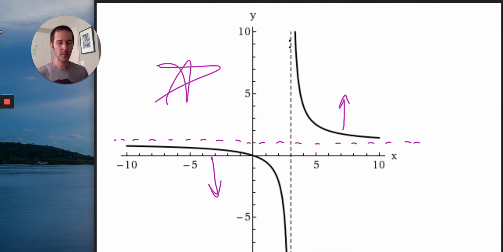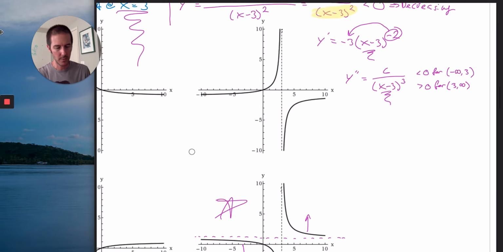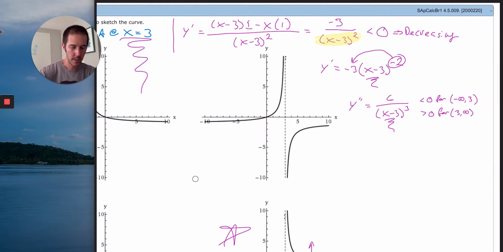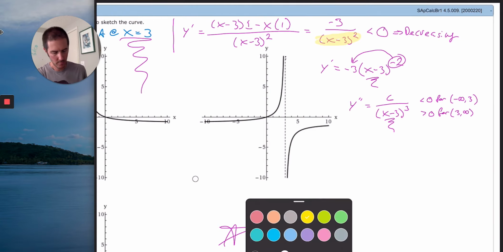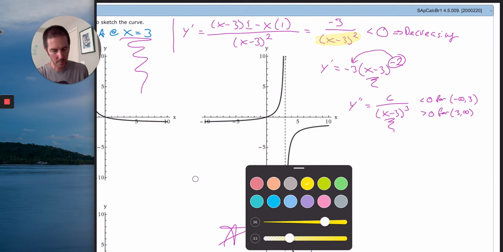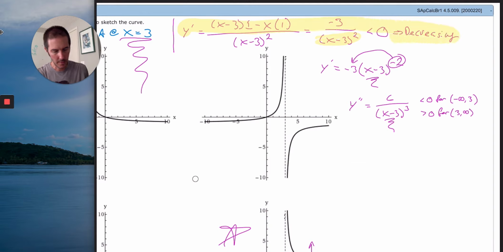Local maximums and minimums, in order to see if that's possible, we could take the first derivative and try to set it equal to 0, except we determined up here that our first derivative is always going to be less than 0. So it's never going to be 0. So nowhere do we have a horizontal tangent line. So nowhere do we have the possibility of having a local max or a min. Interesting. And what else? Concavity we talked about, and that was it.